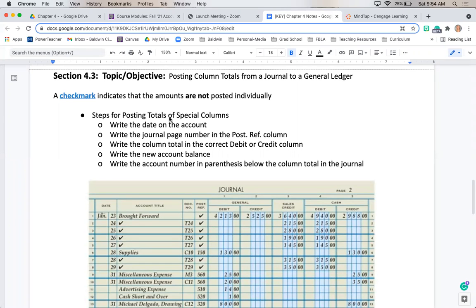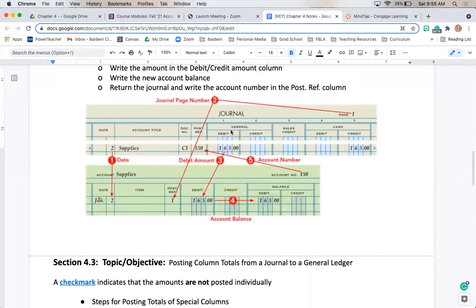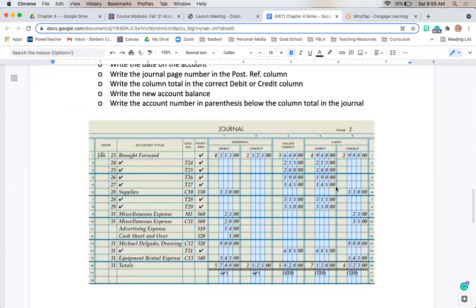Okay, today we're going to cover 4.3. In 4.2, we posted the general debit and credit column amounts. So the account titles that were individual accounts like supplies, accounts payable, accounts receivable, capital account, any expense accounts. In 4.3, we are going to post the special amount column. So our sales column and our cash debit and cash credit.